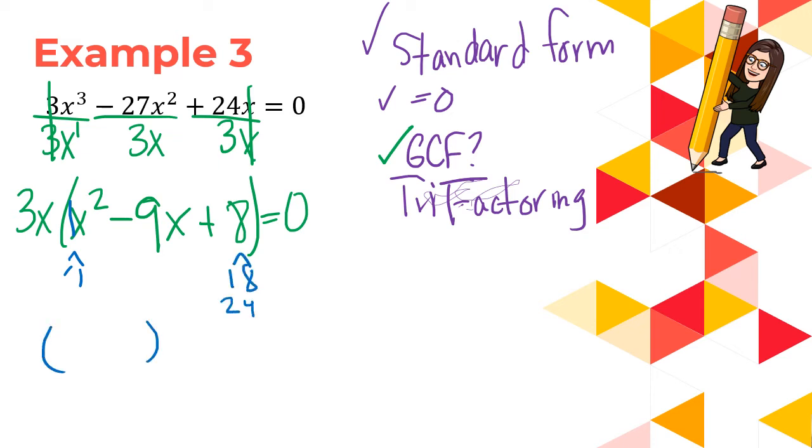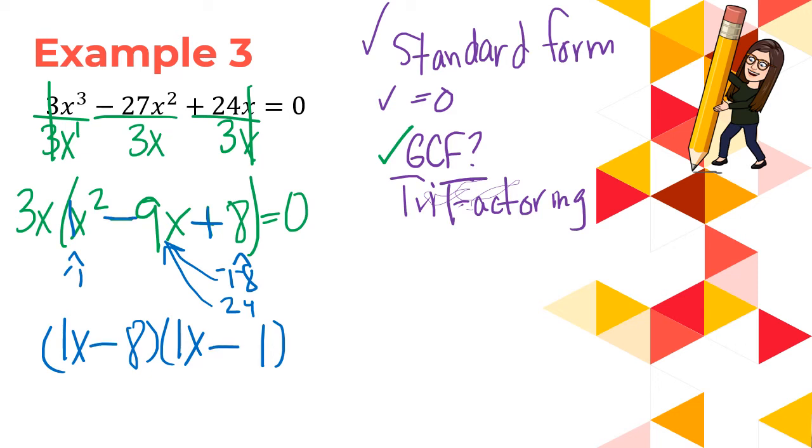Okay. So no matter what, I'm going to have a 1x and a 1x, right? Because it's 1, which of these factors will get me to 9? 8 and 1. Okay. We got to play the sign game though. If they multiply to be positive, my options are positive, positive, or negative, negative. How do I get a negative 9? Negative, negative, right? And I'm going to bring that 3x down.